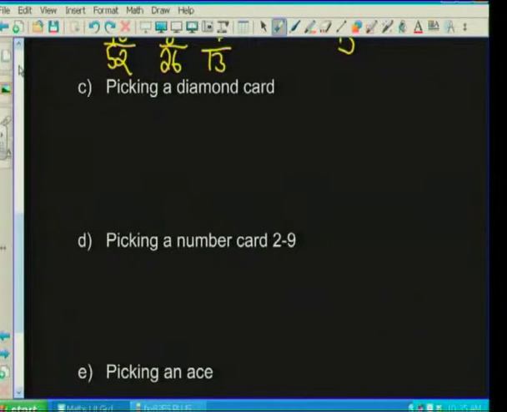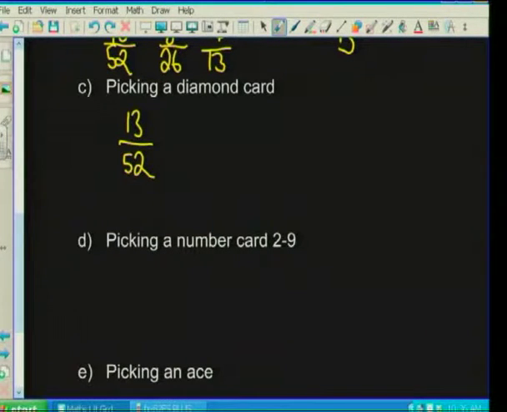Now they love these card questions and they have so many possibilities with them. So we're going to look at a couple more. I'm going to do C now, which is picking a diamond card. All right, so for a diamond, we need to know how many diamonds there are in the pack. And we said that there were 4 suits. Each suit has 13 cards, so that means that the diamond suit has 13 cards. That means we have a probability of 13 out of all the cards. So it's 13 out of 52.